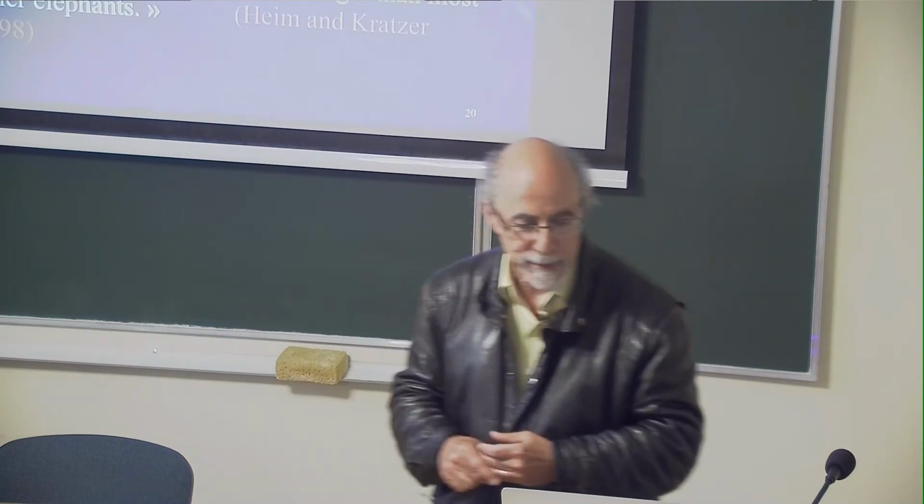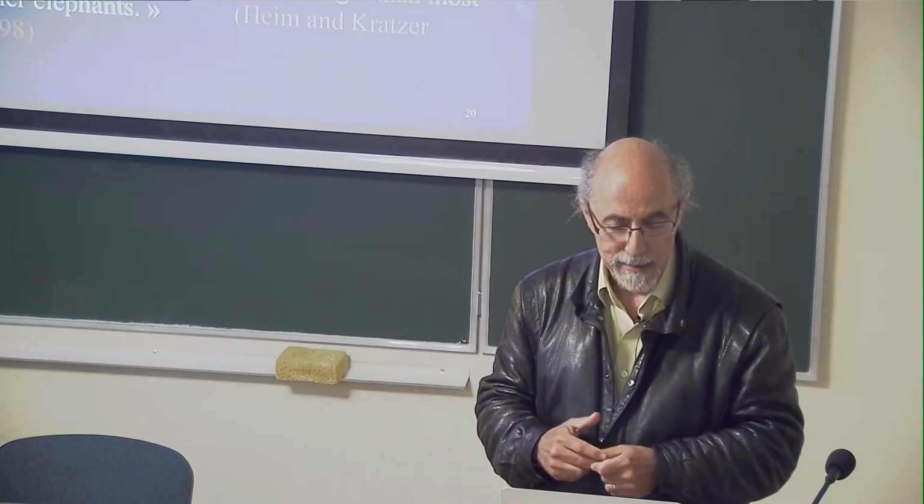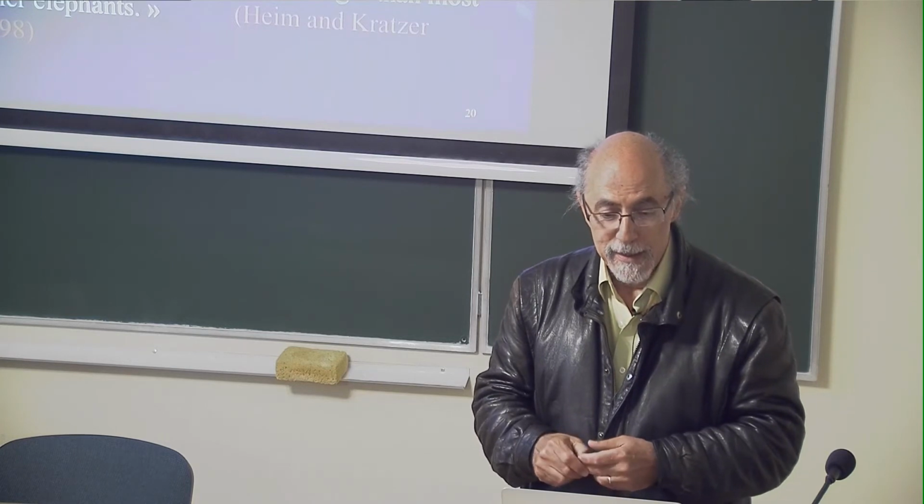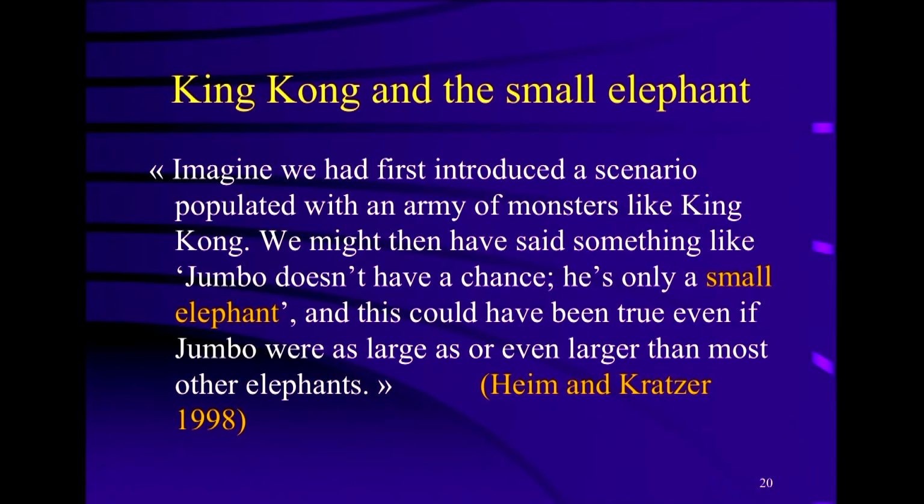So this is a context from Hyman Kratzer's textbook on semantics. Imagine we had first introduced a scenario populated with an army of monsters, very big monsters like King Kong. We might then have said something like, Jumbo doesn't have a chance. Jumbo is an elephant. Jumbo doesn't have a chance. He's only a small elephant. And this could have been true even if Jumbo were as large as or even larger than most other elephants.